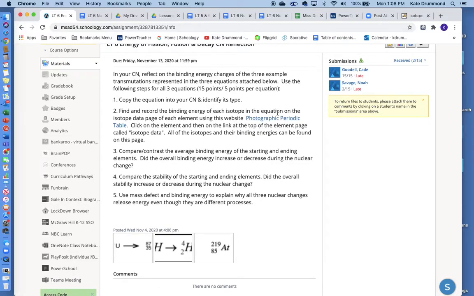Again, it's the photographic periodic table of the elements where you can find that information, and you look for the isotope data link at the top of the element page.